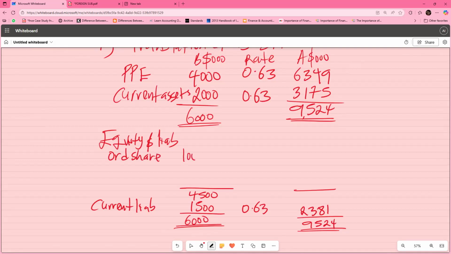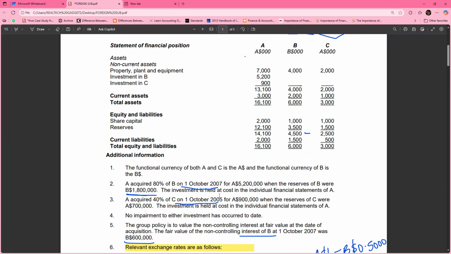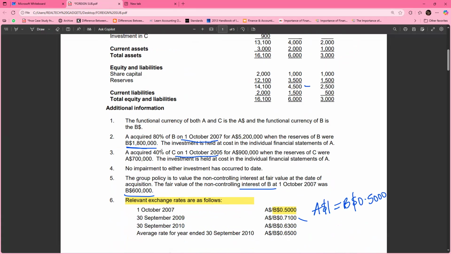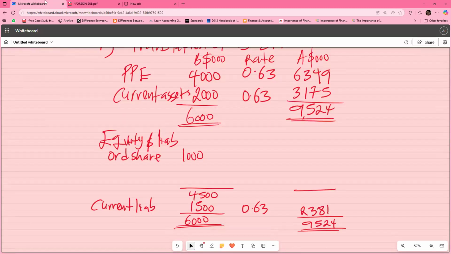This is 1,000. Then automatically, you now need to go back to the question. What is the pre-acquisition profit? When you acquire, what is the pre-acquisition profit? Assets and liabilities are at closing rate, but equity is at acquisition rate. You check: you acquire on 1st of October 2007, and the rate is 0.50.